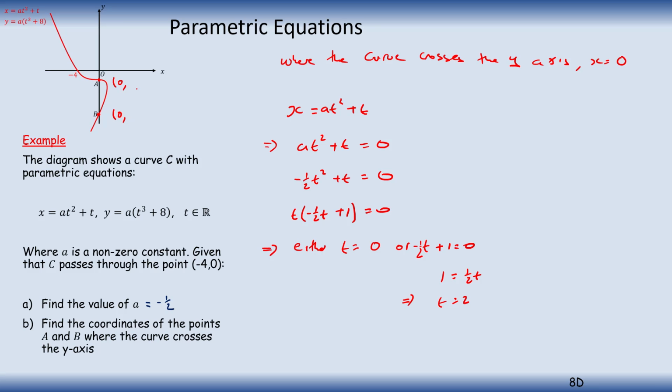Now I can find my y value. I know what a is, I know what t is. So let's do that. So when t equals 0, y is equal to a brackets t cubed plus 8. So let's put the values we know. Minus a half brackets, that's 0 plus 8. So minus a half 8, which is going to give us minus 4. And in the second place, so that's going to be a minus 4 there.